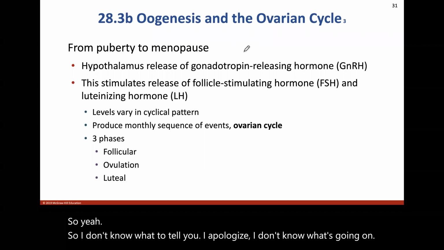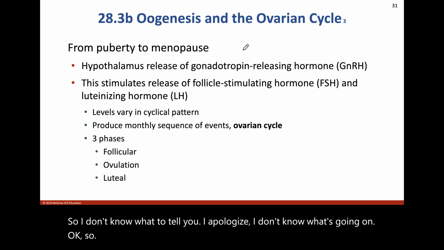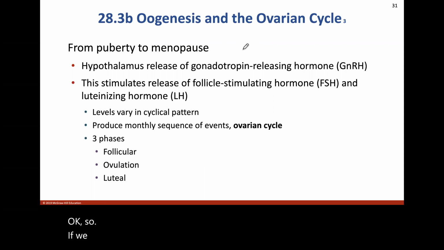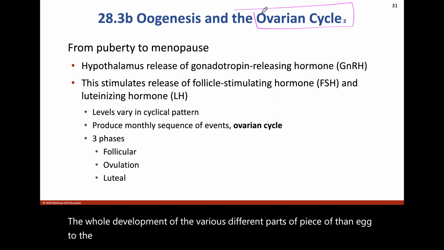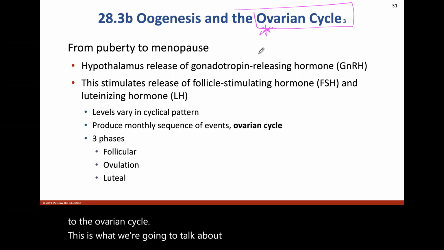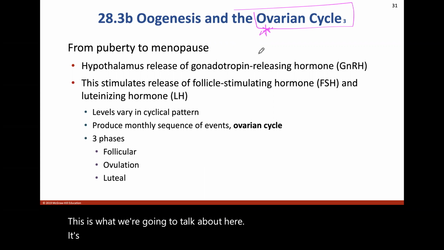Okay, so if we were to go from the whole development of the various different parts and pieces of that egg to the ovarian cycle, this is what we're going to be talking about here. It's all dependent upon hormones, guys. I mentioned the hormones earlier.